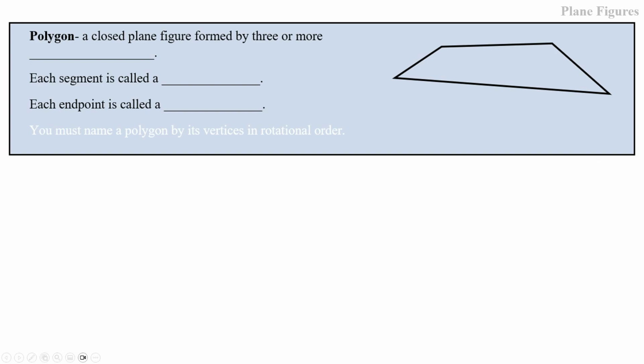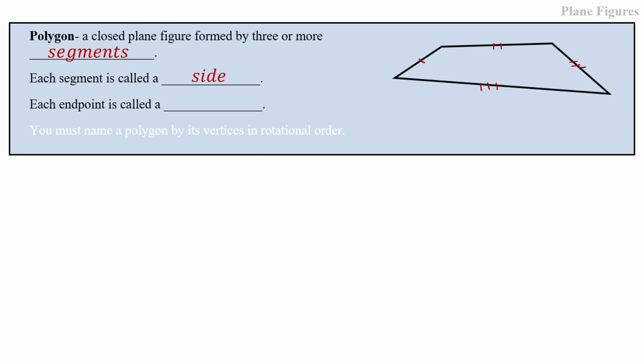So a polygon is a closed plane figure formed by three or more segments. Okay? And if you look at the polygon that I drew, I have four segments there, each one of these pieces being a segment, but it can be three, like a triangle, or it can be more. Each segment is called a side.